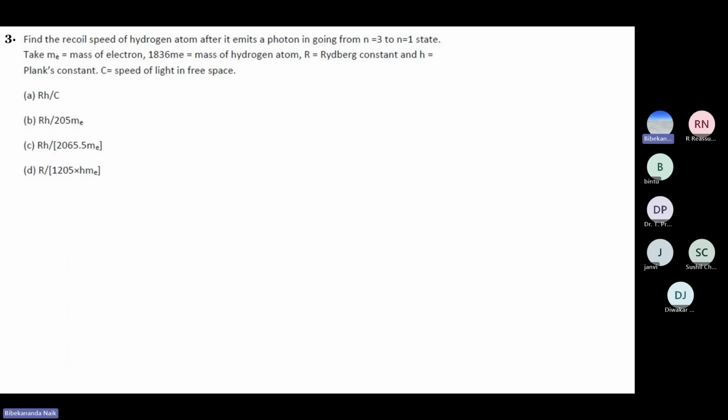So these are the four options you have. You need to find what will be the recoil speed of hydrogen atom. So why will it recoil? Because it has emitted a photon when it goes from n equal to 3 to n equal to 1 state. So please try this question, then we will discuss.